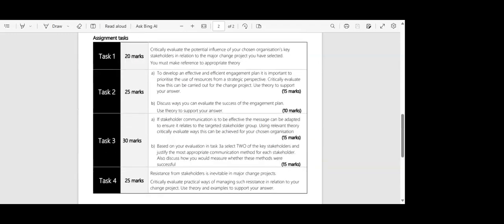So, Task One is to critically evaluate the potential influence of a chosen organization's key stakeholders in relation to the major change project you have selected. You must make reference to appropriate theory. Do you all have the study guide with you?